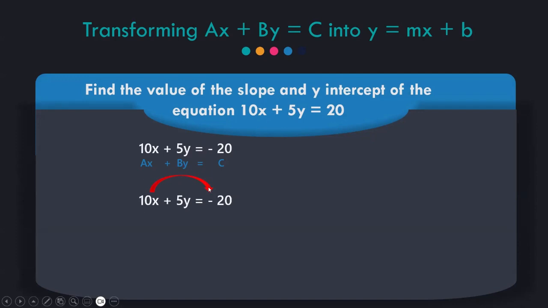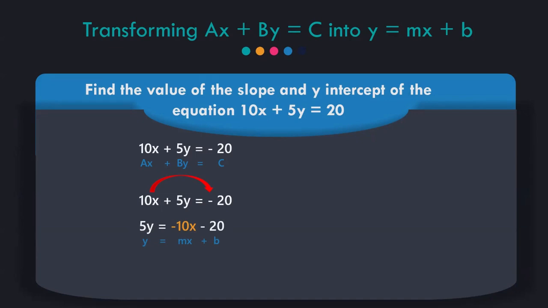If we transpose 10x to the other side of the equation, ano mayayari sa sign? Magbabago. So it will become negative 10x. So our equation will be 5y equals 10x minus 20. Okay? This is now in the slope-intercept form y equals mx plus b. The question is, can we now identify the value of the slope and the y-intercept? Okay.